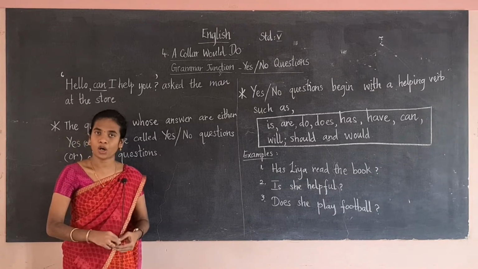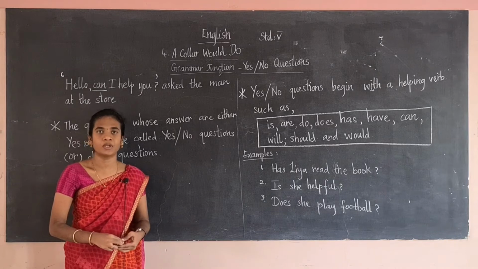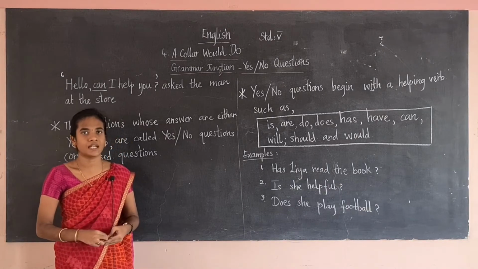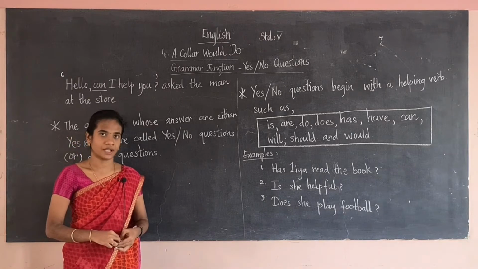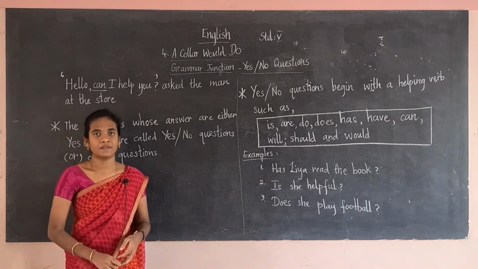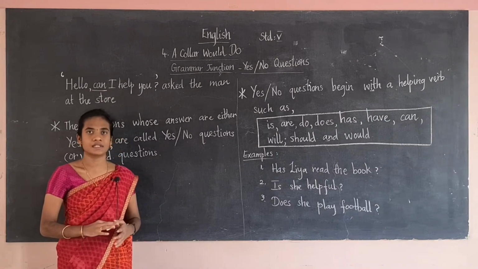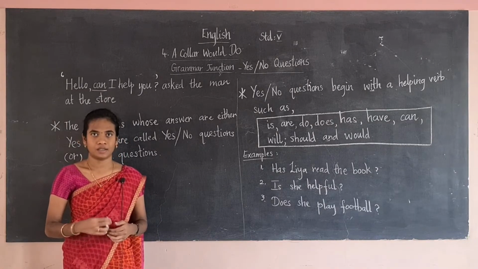In today's class we are going to see about a grammar junction. Already, what poem have we seen? We have seen the poem "A Caller Would Do." In that we are going to see about the grammar junctions. The topic in the grammar junction is yes or no questions. Only yes or no questions we are going to deal with today.